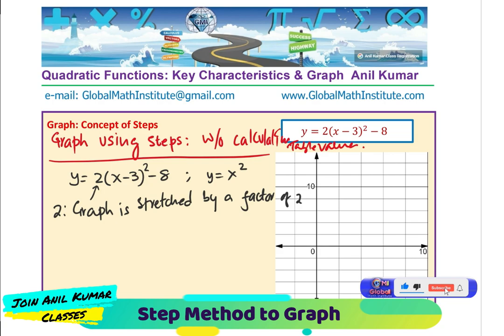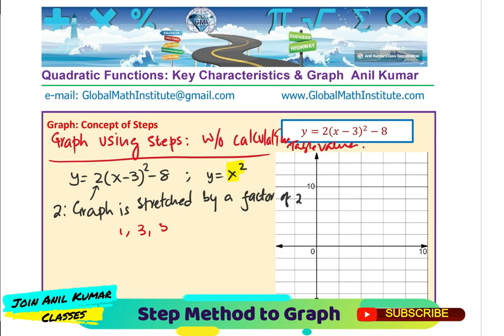Now, normally, if you have y equals x squared, what is the first difference? The first difference is 1, 3, 5, 7, and so on. These odd numbers.